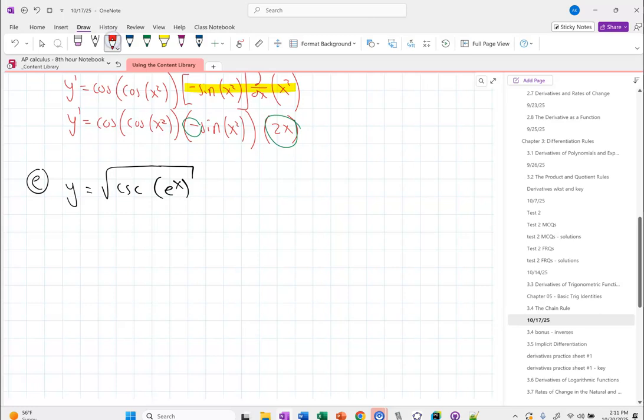Okay. All right. Next problem. What do you see? Composition. Square root of x. We see a composition inside of a composition. The outermost is the square root of x. Inner is cosecant. And that's another composition. Correct. And then it's cosecant to the x, and then e to the x.